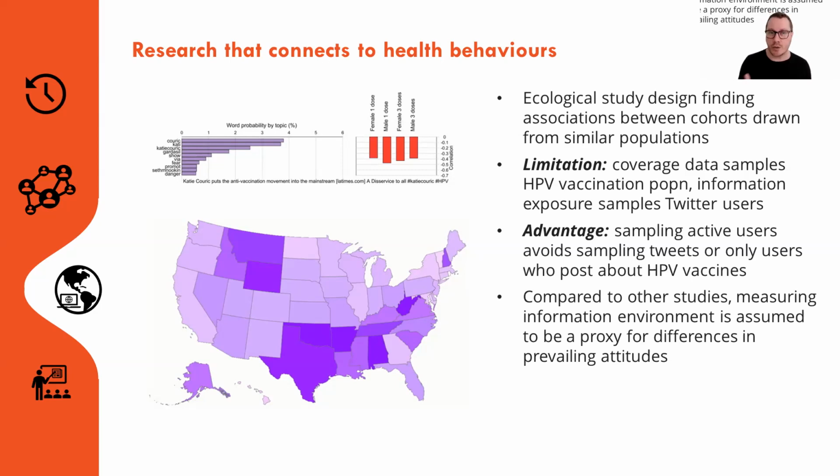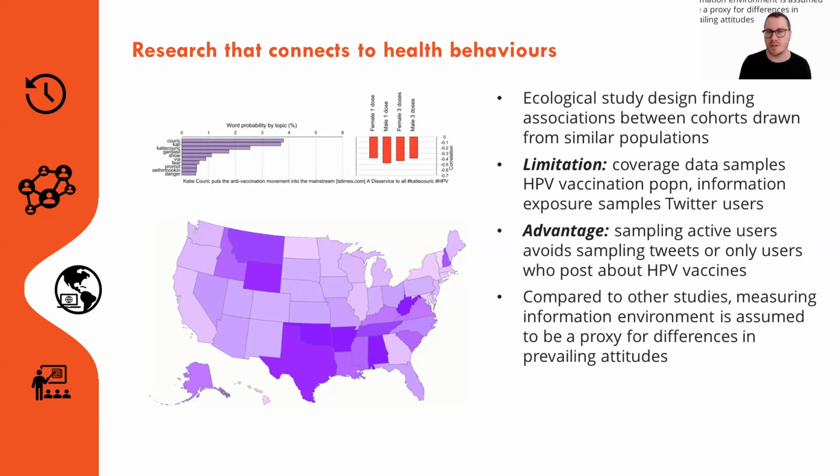So this is an ecological kind of study design where we compare a population level measure with a population level measure from states. What we don't have is a way to individually link measures. So we can't link an individual Twitter user to whether or not someone in their family or they got HPV vaccine, for example, obviously.